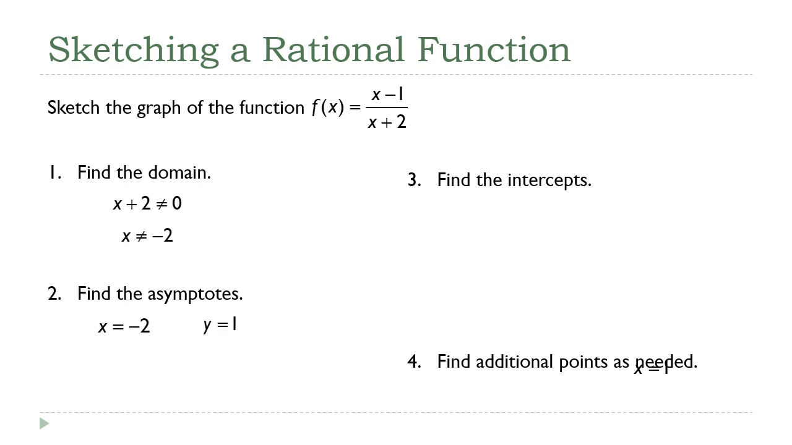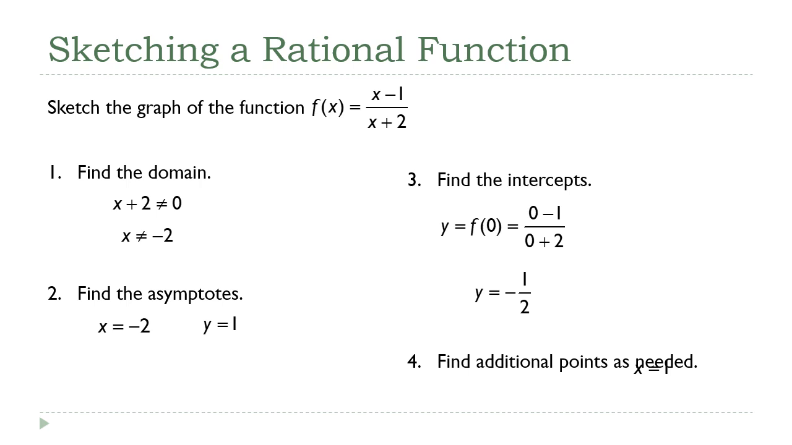Okay, and finally, I'm going to find the intercepts. There's two things we need to do here. To find the y-intercept, we just replace the x's with zeros. We're going to calculate f of 0. That's 0 minus 1 over 0 plus 2, which is negative 1/2. Or if you want to think in terms of coordinates, it's (0, negative 1/2).